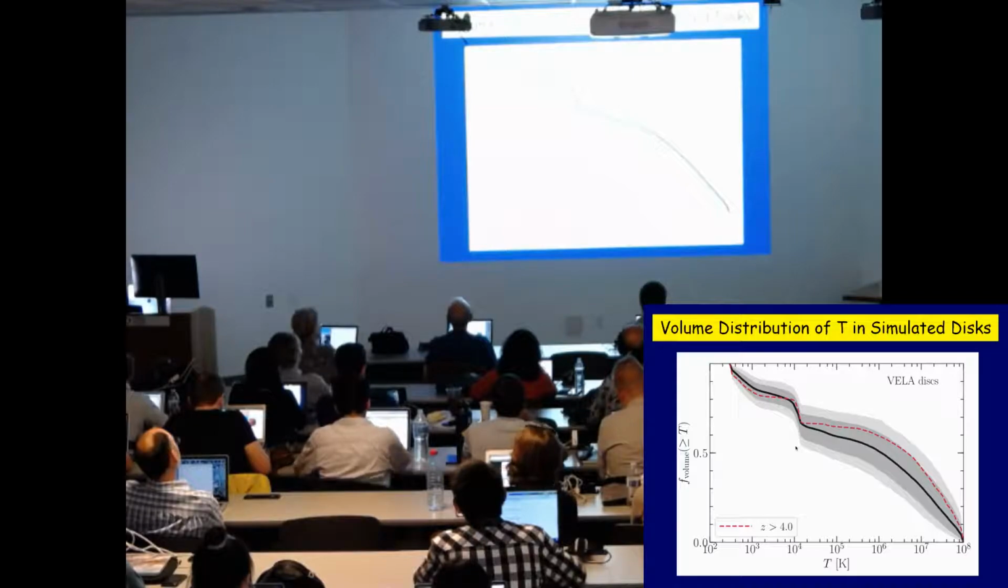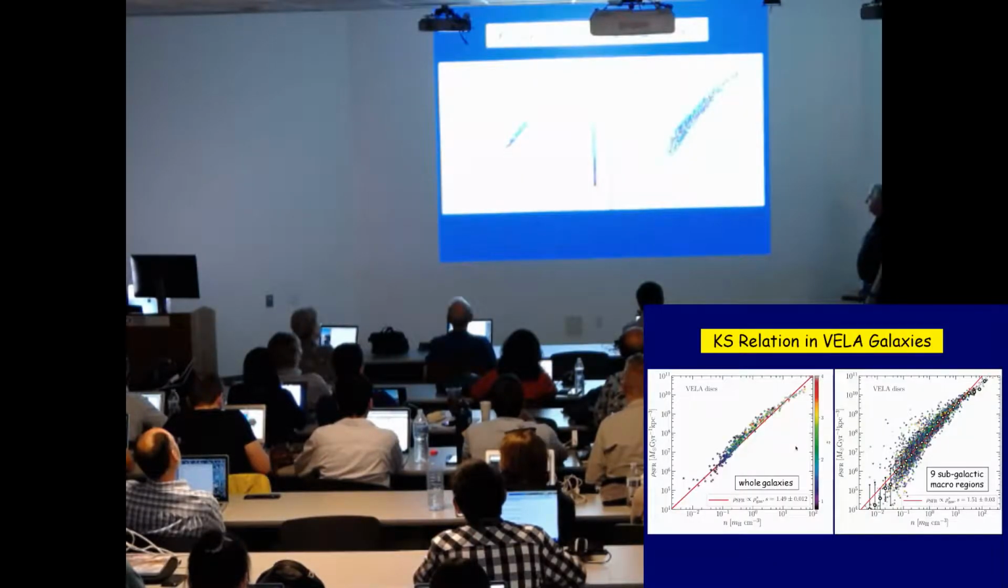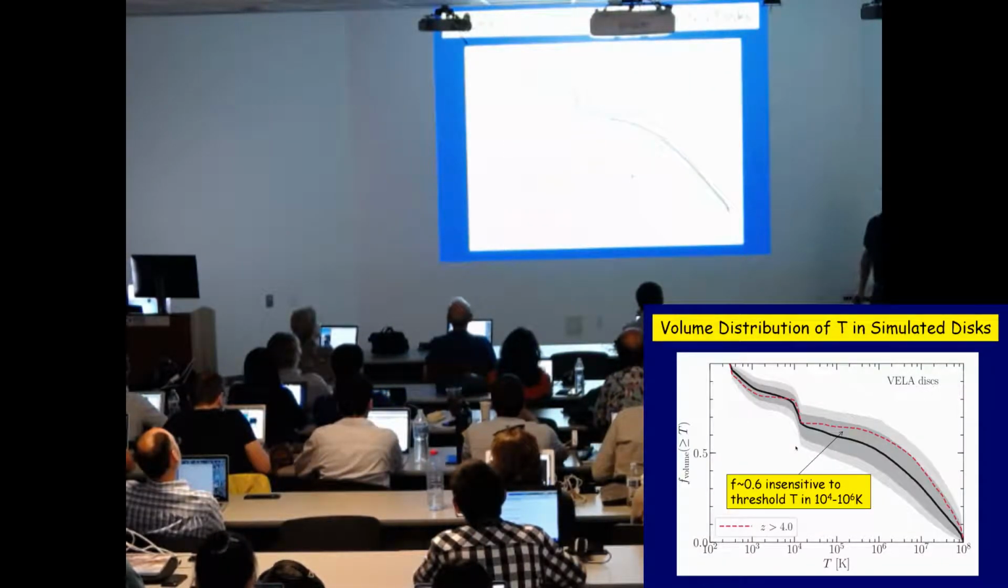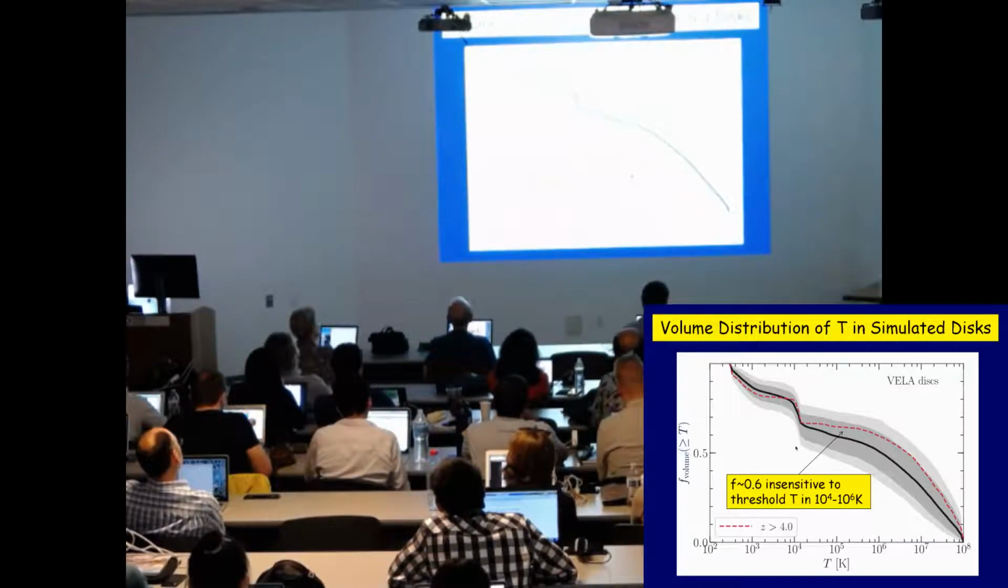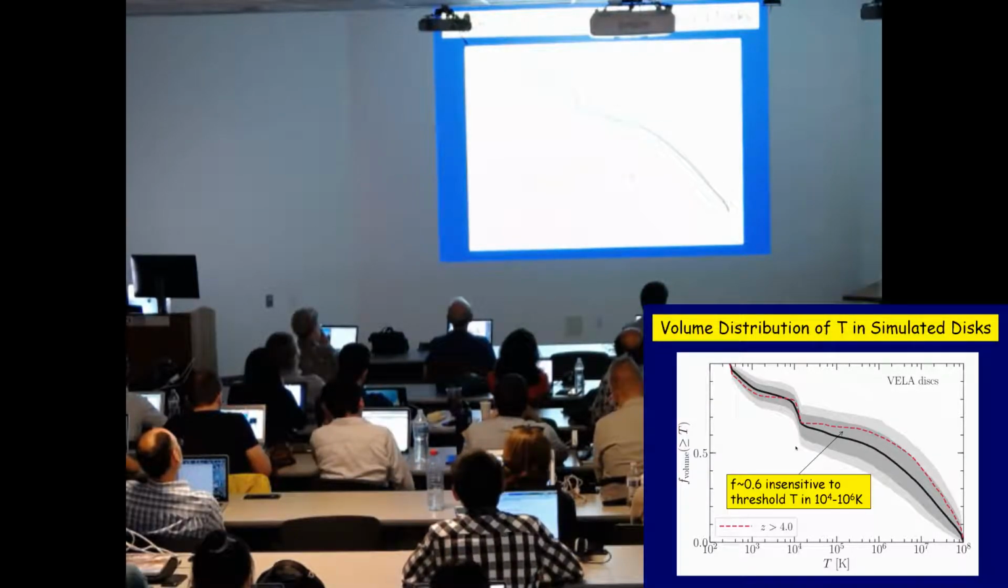Just to show you that it's not really important how we define the hot in the hot filling factor. This is the cumulative volume distribution function of temperature, and you see there's a plateau here. So it doesn't matter if we choose above 10^4, 10^5, up to 10^6, we'll get roughly the same result for the hot filling factor. It's not something that is tuned for a specific temperature. Either you're hot or you're not hot.